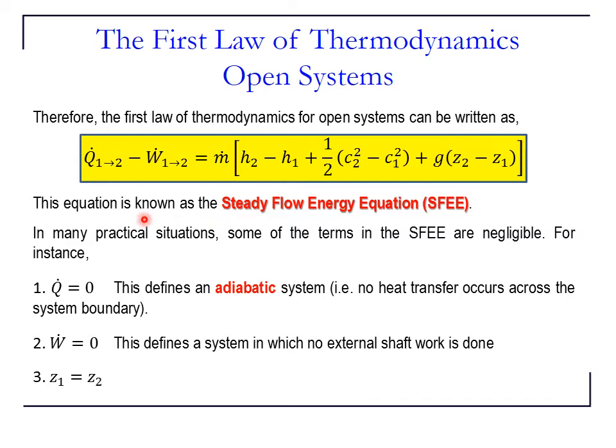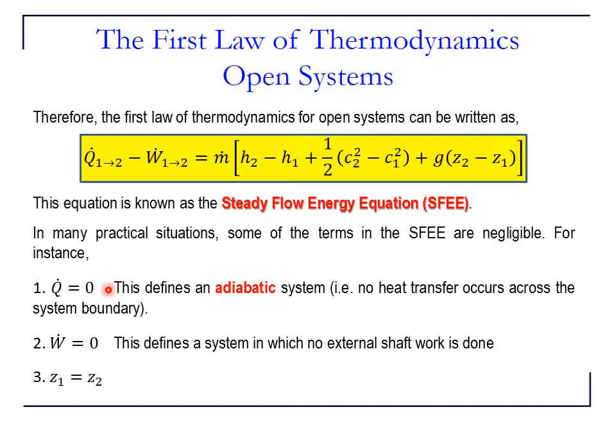This equation is known as the steady flow energy equation, so we use SFEE for short. Steady flow means that mass flow rate at the inlet and the outlet are exactly the same. You can see that this equation is actually quite long, and we have 1, 2, 3, 4, 5, 6, 7, 8, 9 variables inside that equation. When we apply this equation to different practical situations, we need to investigate the magnitude of these variables, because sometimes some of these terms can be negligible.